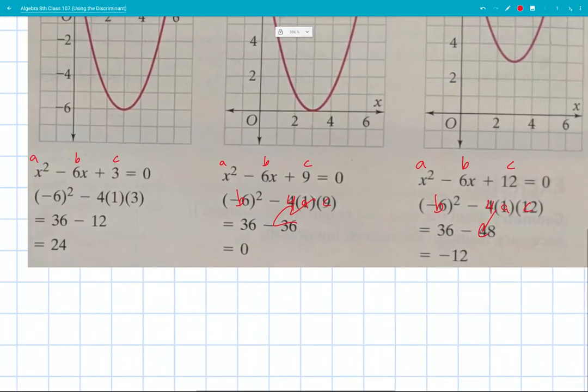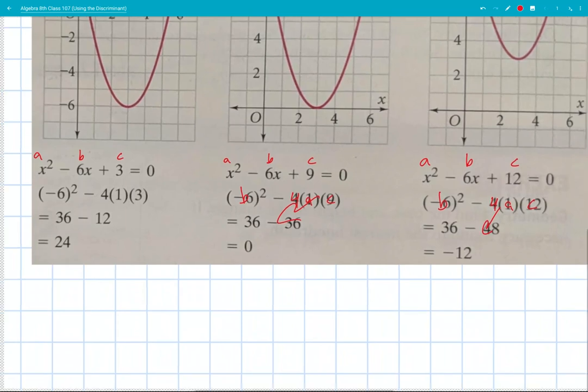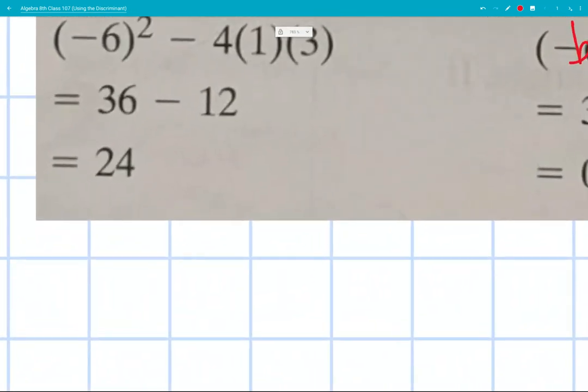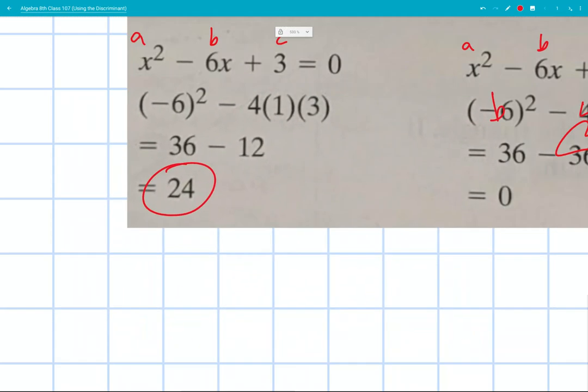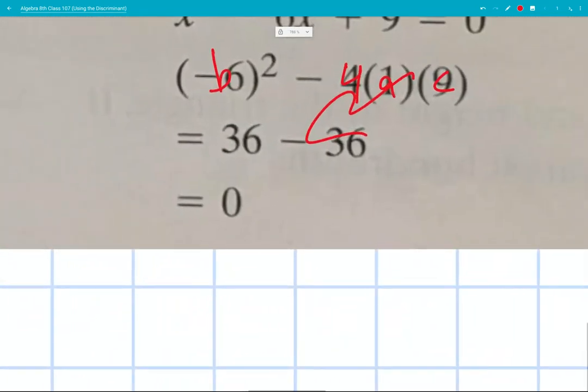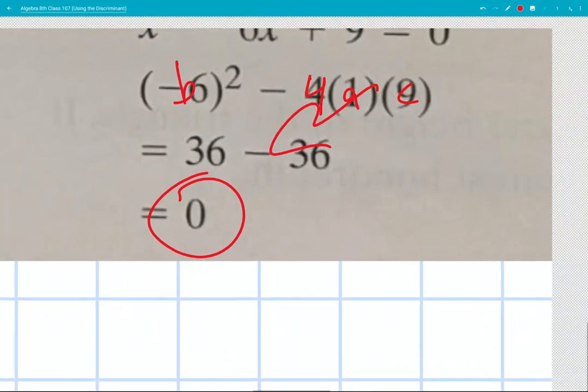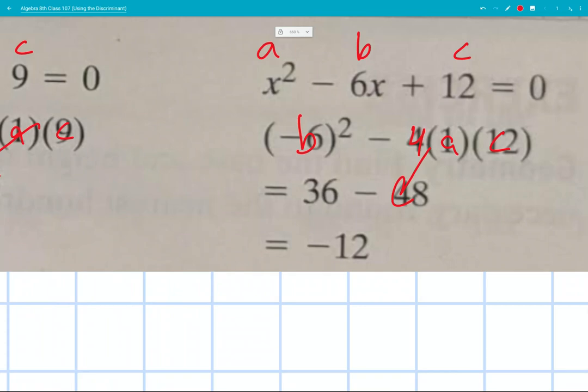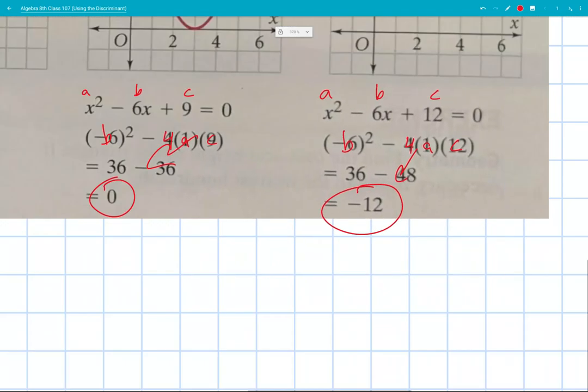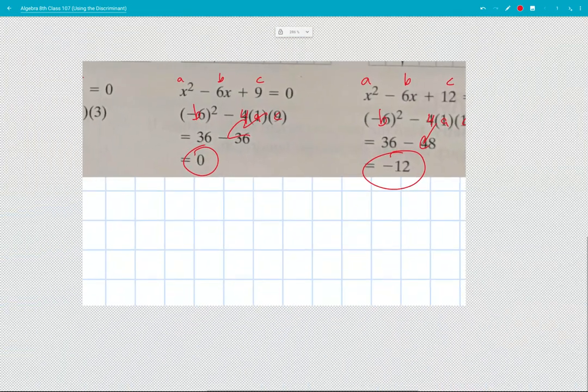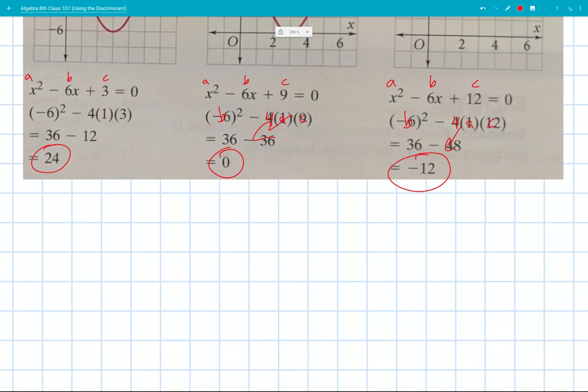In these 3 examples, we got different discriminants, right? In the first one, the discriminant is 24. It's positive. That's important to remember that it's positive. In this case, the discriminant is 0. And in this case, the discriminant is negative 12, okay? Now, I'm going to tell you right now, the discriminant will tell you how many solutions your equation has.